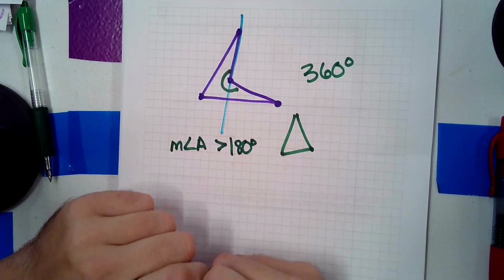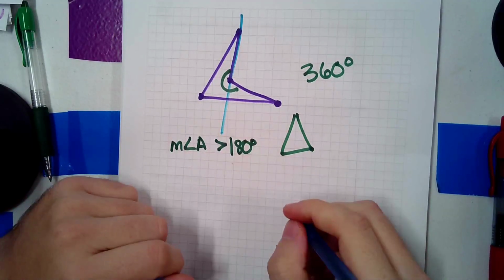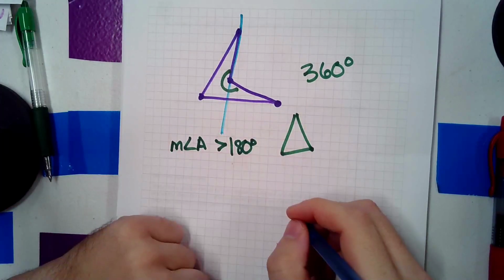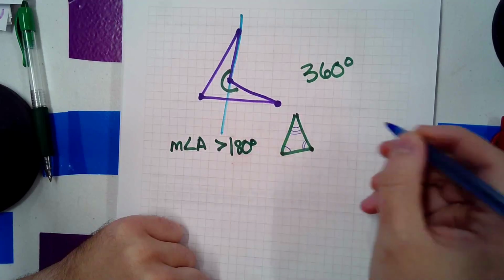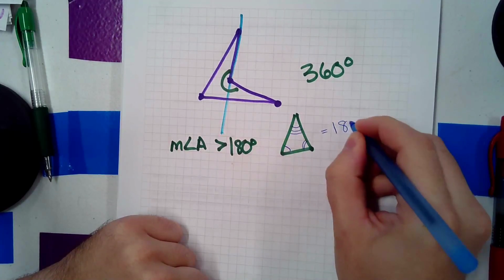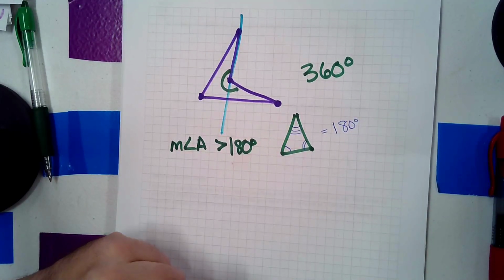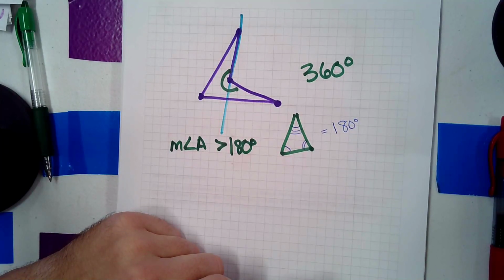I lied. Not every polygon's internal angles add up to 360. There's one exception. Triangles, even if they're different, all the angles always add up to 180. Always. Always.